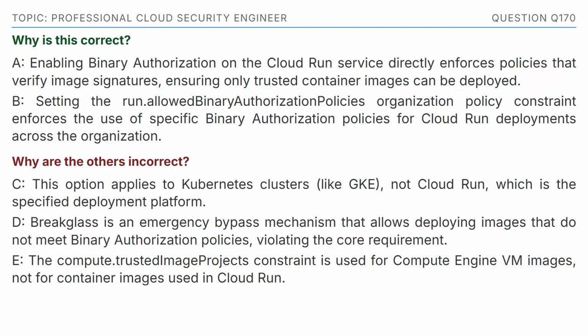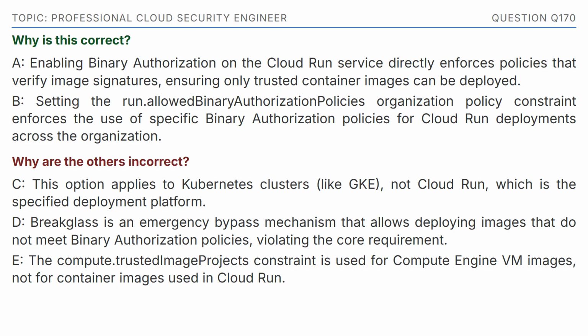Why is this correct? A. Enabling binary authorization on the Cloud Run service directly enforces policies that verify image signatures, ensuring only trusted container images can be deployed. B. Setting the run.allowedBinaryAuthorizationPolicies organization policy constraint enforces the use of specific binary authorization policies for Cloud Run deployments across the organization.